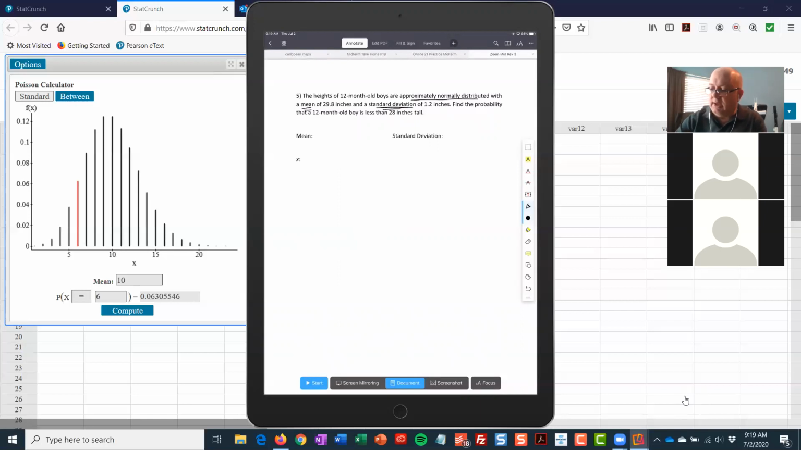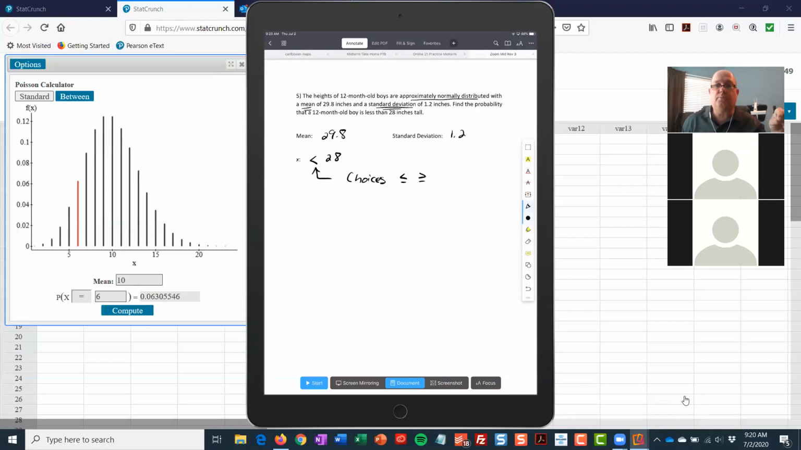Okay. The mean is given in the problem as 29.8 inches, the standard deviation 1.2. And we're looking for the probability that a 12-month-old boy is less than 28 inches tall. Now, this creates a little bit of a problem that we're going to see in StatCrunch, because the choices that we have are either less than or equal or greater than or equal. You won't see less than in the list.